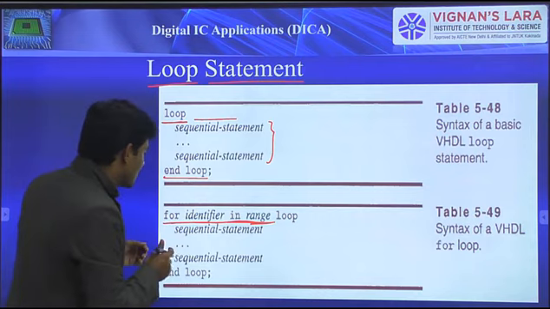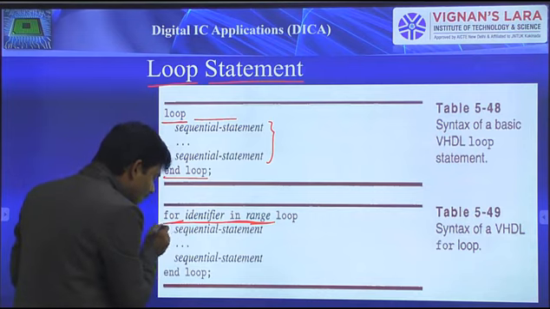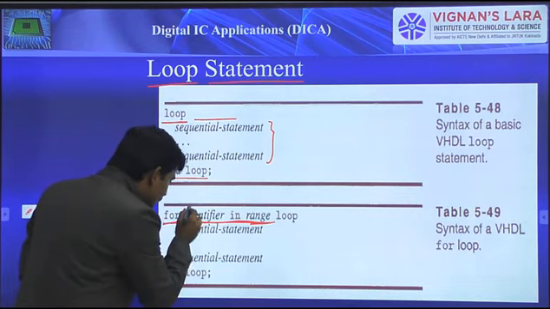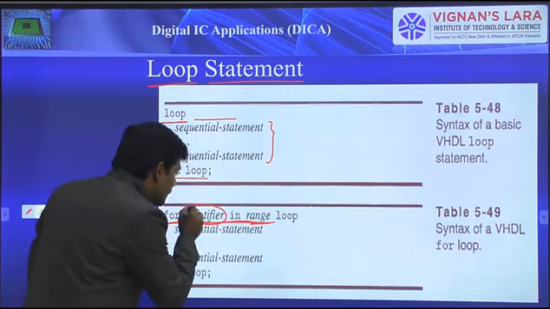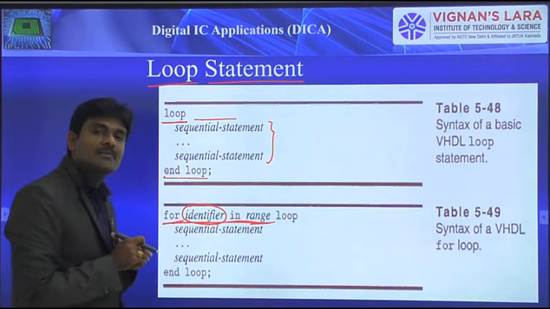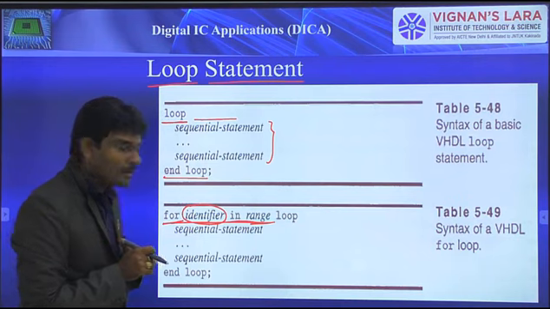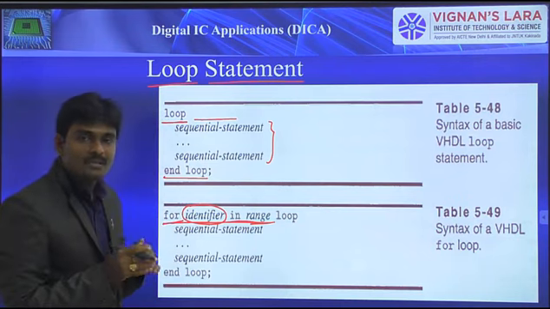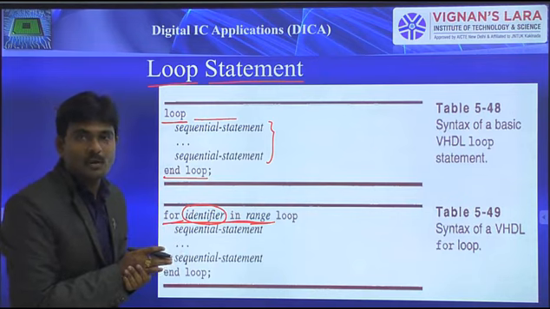So coming to the for loop, it starts with the keyword for. Next after that we define the identifier, where the identifier is a user defined variable. And for this particular variable, there is no need to mention what type it belongs to.